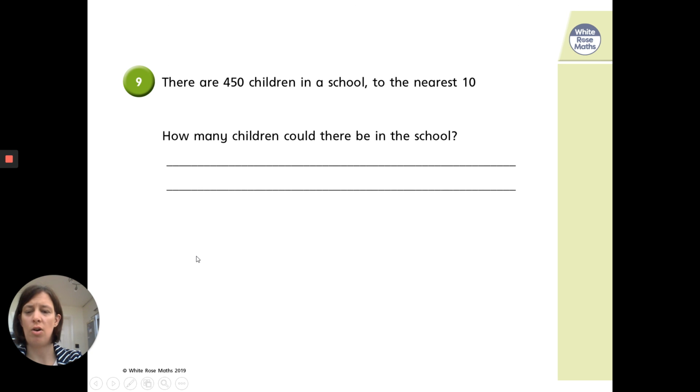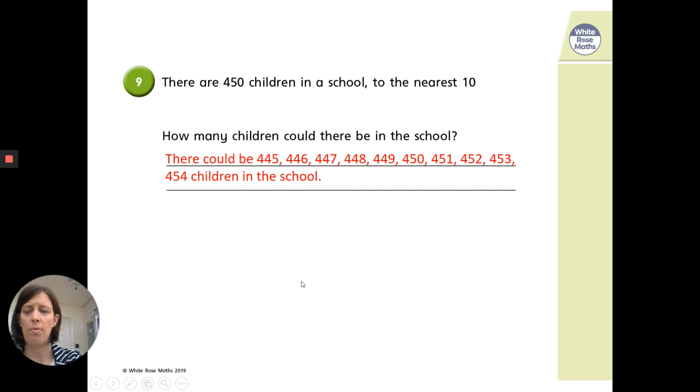Okay, have a little read of this question. There are 450 children in a school, to the nearest 10. So how many children could there be in the school? Have a little pause of the video while you try and work that one out. Okay, so these are the answers that you could have chosen. There could be 445, 446, all those numbers that I have put on the screen, that number of children in the school. Hopefully you got one of those answers.